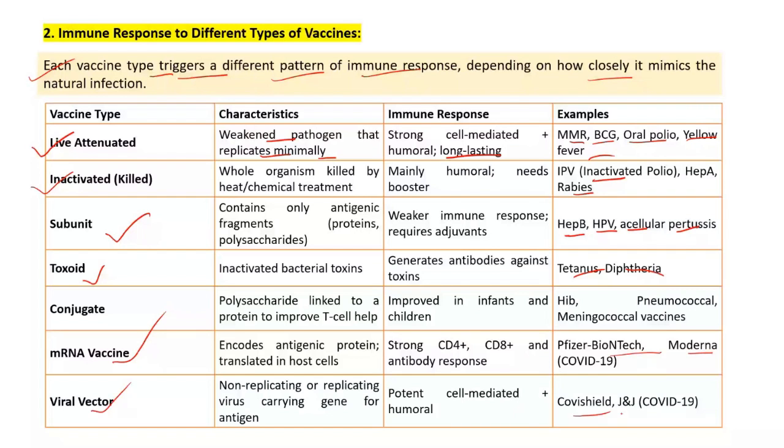So we are having different types of immune response as per the vaccine type. So you can see, if a viral vector has been taken, then a potent cell mediated and humoral response is generated. If an mRNA vaccine is taken, then an antibody response also comes, and here T cells are also involved along with the APCs. In conjugate vaccines, the immune response is generally for infants and children.